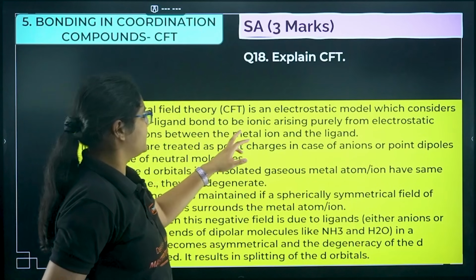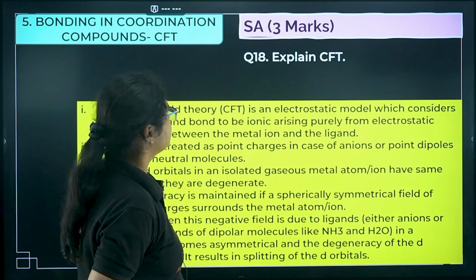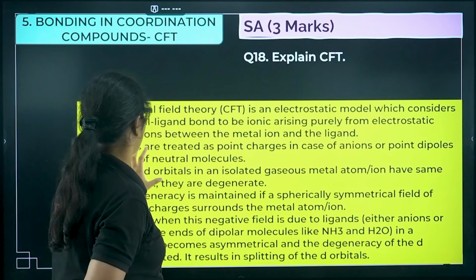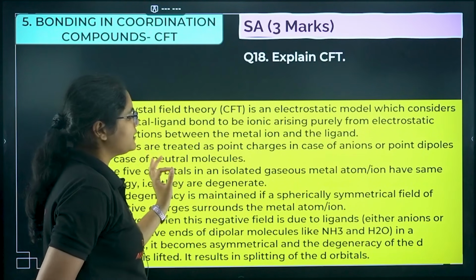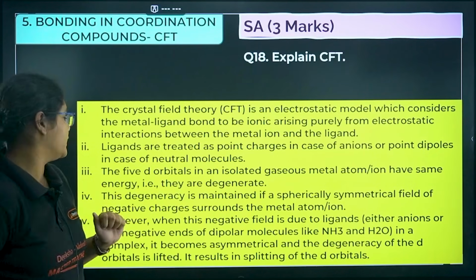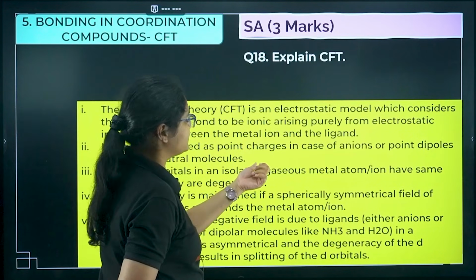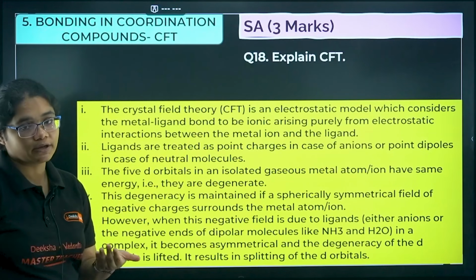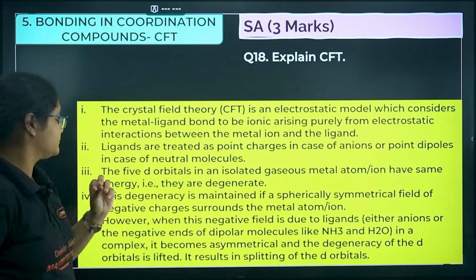The crystal field theory is an electrostatic model which considers the metal-ligand bond to be ionic, arising purely from electrostatic interactions between the metal and the ligand. So according to CFT, the bond is purely ionic. Next, ligands are treated as point charges in the case of anions, or point dipoles in the case of neutral molecules. Okay, so these are point charges.